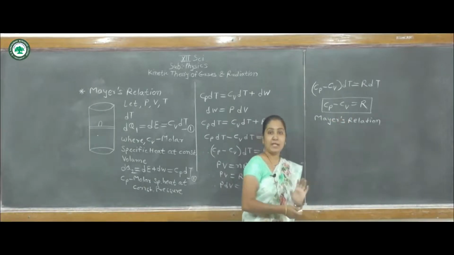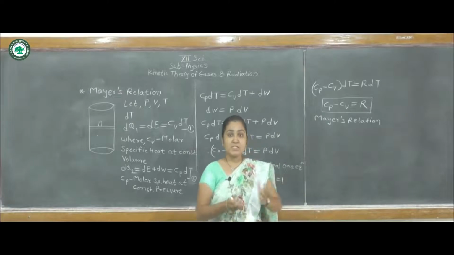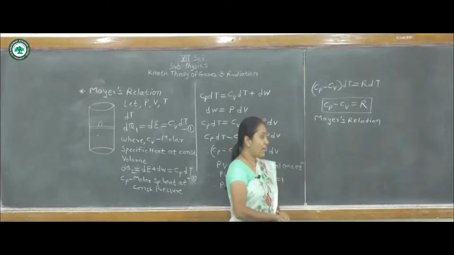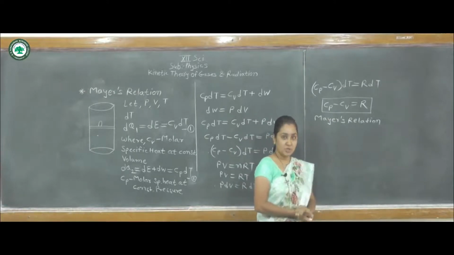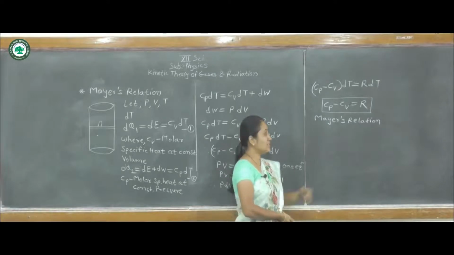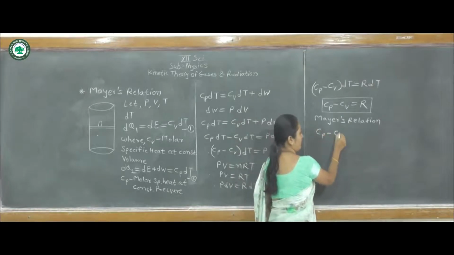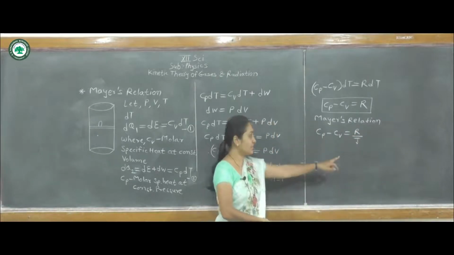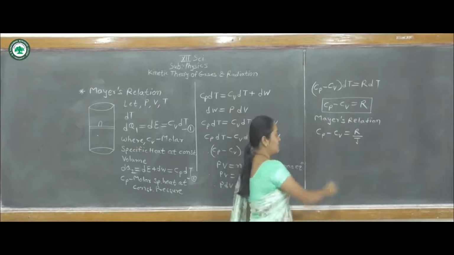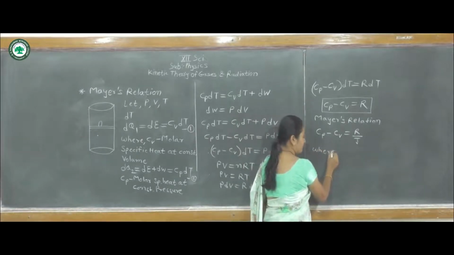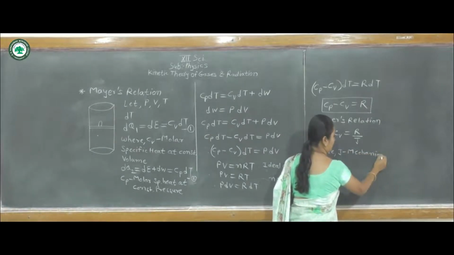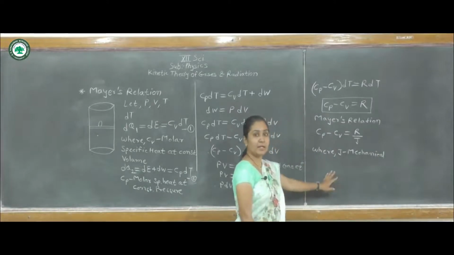heat energy and mechanical energy have the same units. But generally heat energy is measured in calories and the work done is measured in joules. So now by considering this, the same equation can be written as Cp minus Cv is equal to R upon J. So this J is called the mechanical equivalent of heat constant.